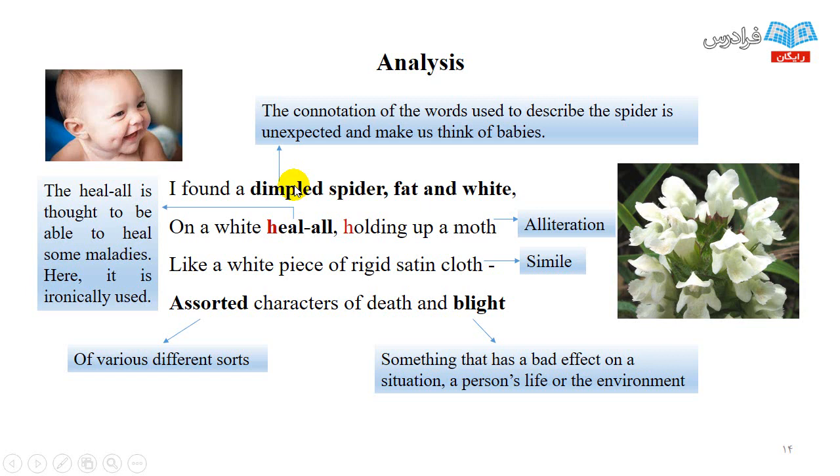As you can see, the baby here is dimpled. Now, in this poem, the spider is described as dimpled, fat and white. Usually, these adjectives are used for those who are cute and lovely. So, the connotation of the words used to describe the spider is unexpected and makes us think of babies.